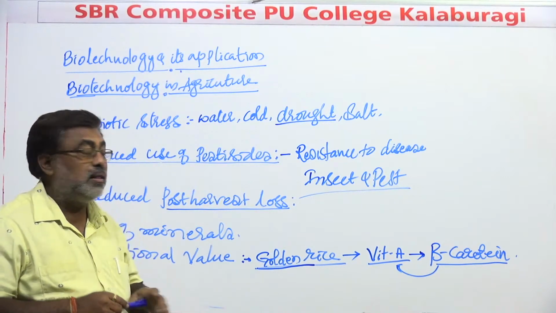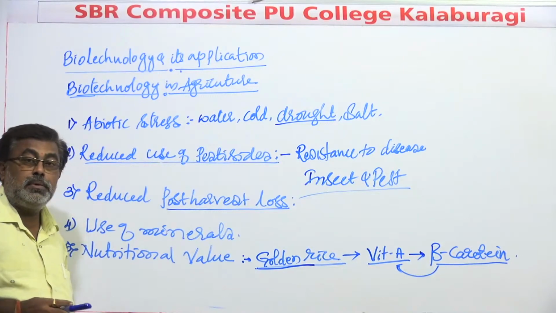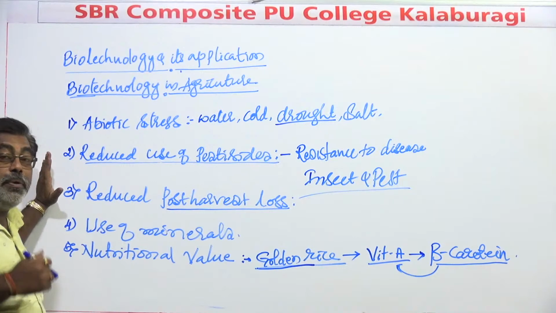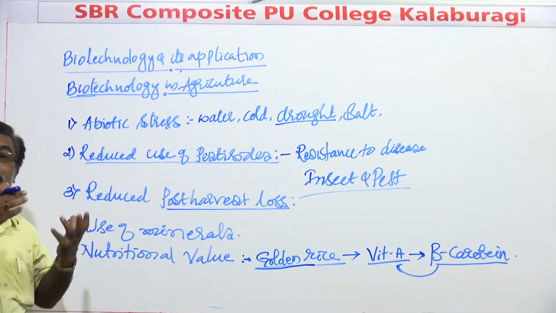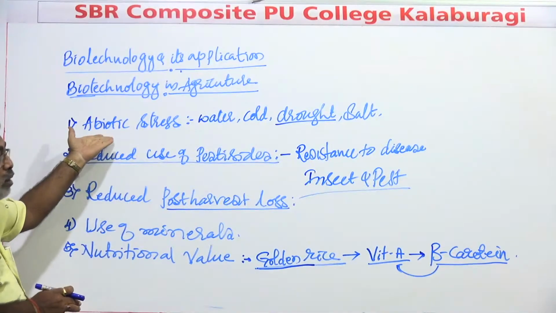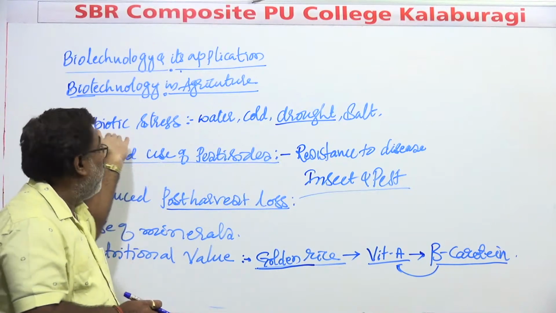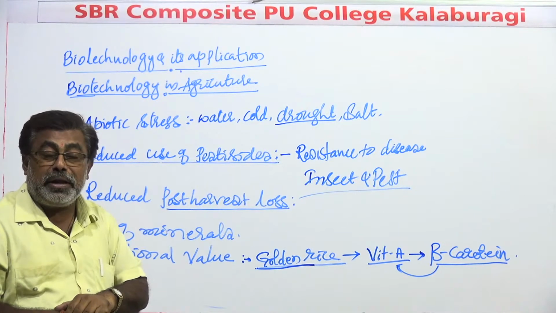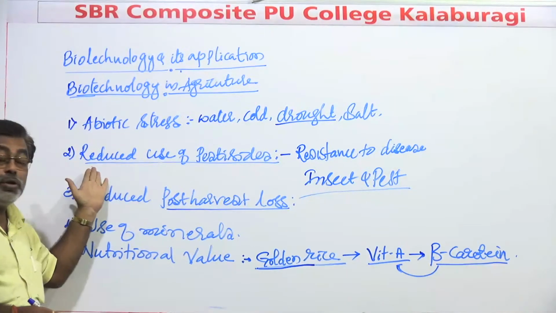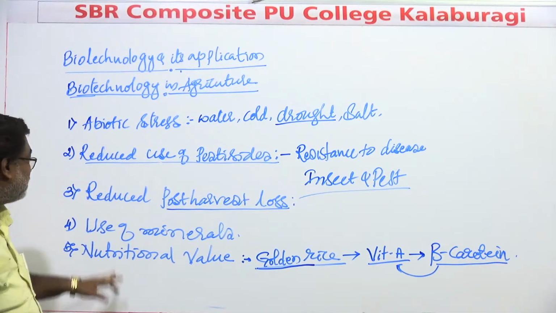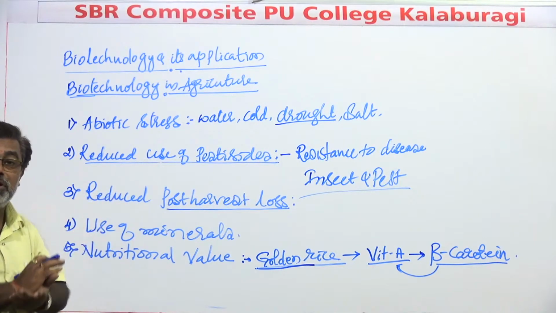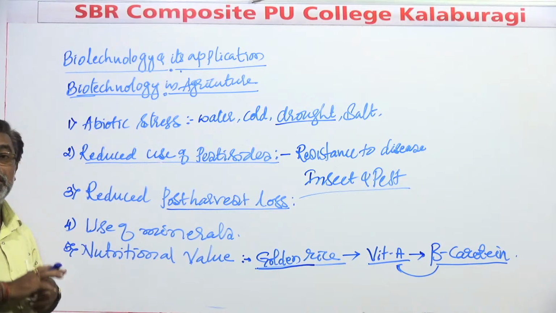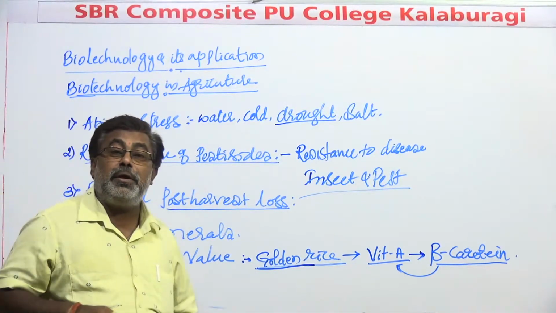So all these are applications of genetic engineering used to improve the crop. The crop will be improved by having resistance to stress, reducing use of insecticides and pesticides, reducing post harvest loss, better use of minerals, and improved nutritional value. So all these will be used.